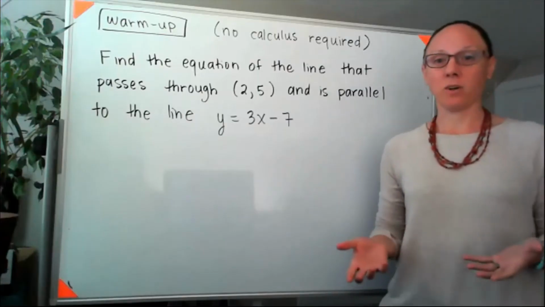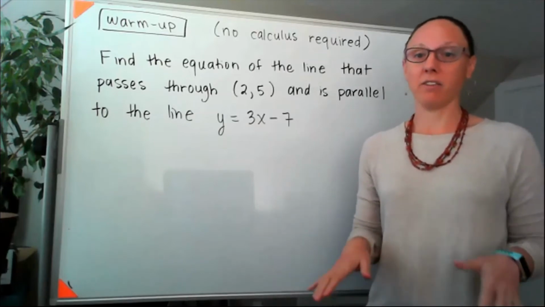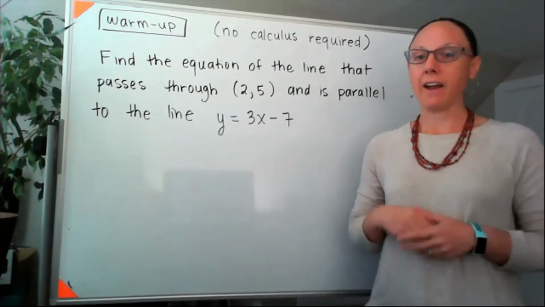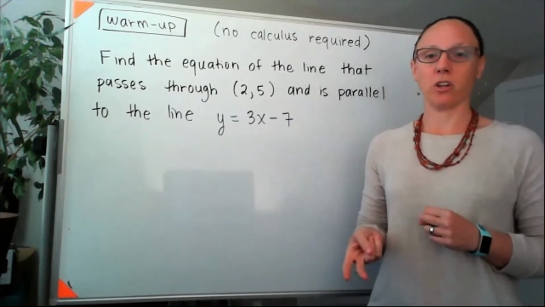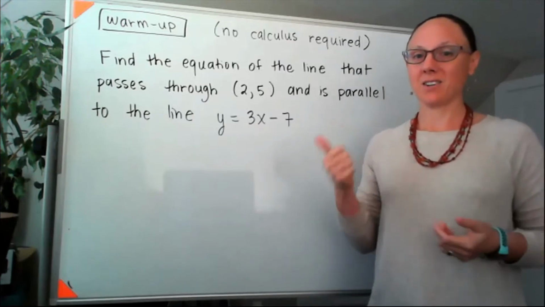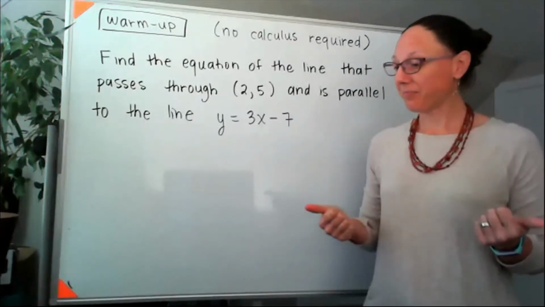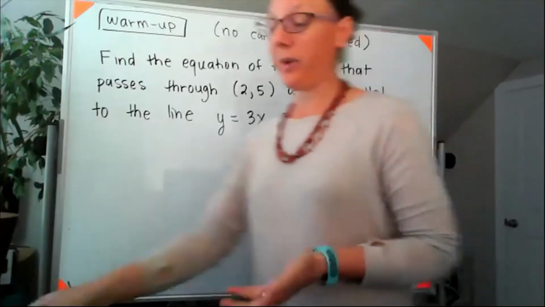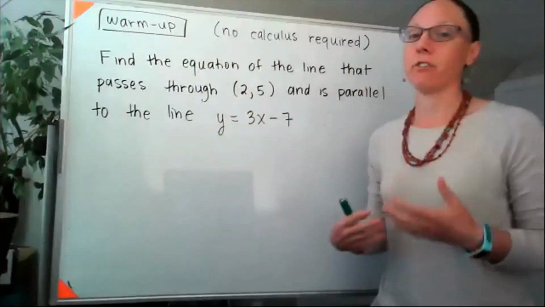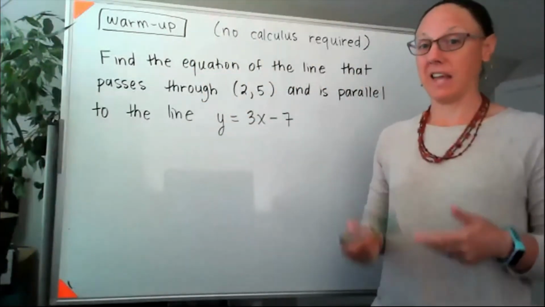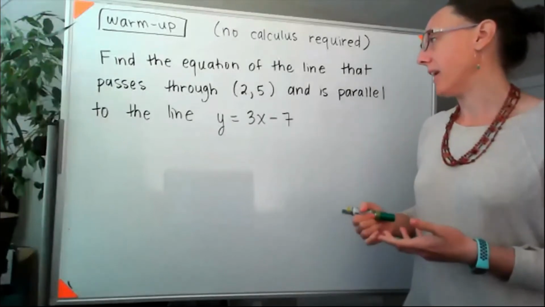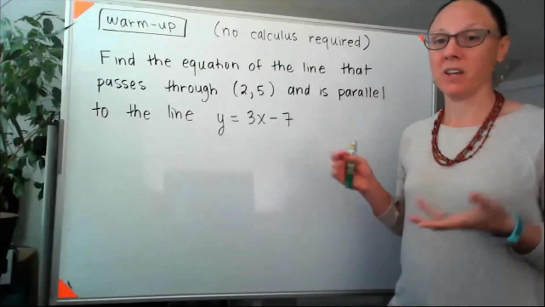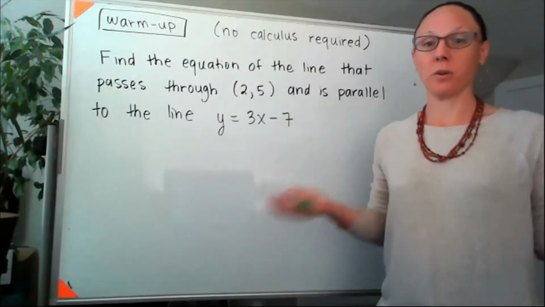So the first thing that I want to say is, no matter what kind of a line we're finding, I always need two pieces of information. I always need a slope and a point. And with that, we have three choices for the form that the equation of a line takes. But looking at this problem, let's see if we can find the point and the slope that we're talking about.